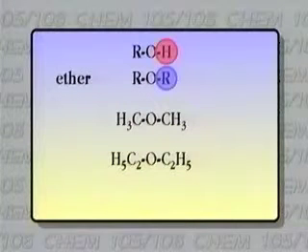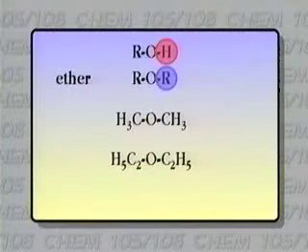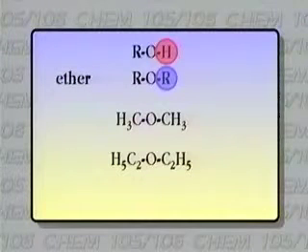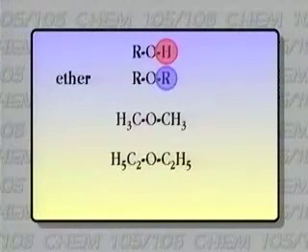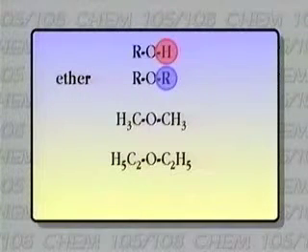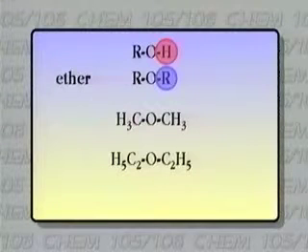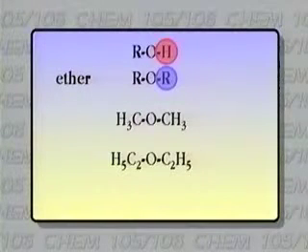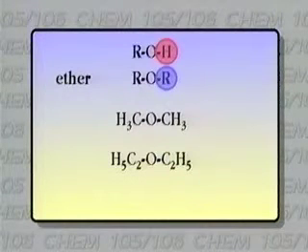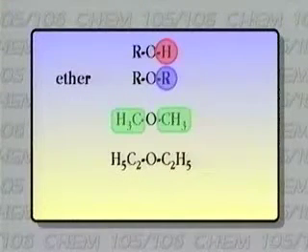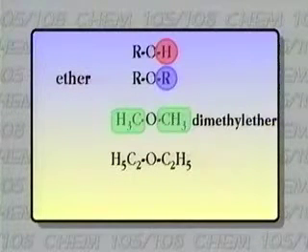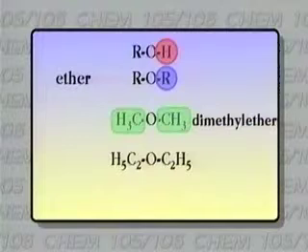Most of the ethers are commonly named by naming the 2 attached R groups. There is also the IUPAC naming system, but we won't worry about that. The more common naming system is just to name the R groups. So this first one, where we have the CH3s attached, is referred to as di, and then the CH3 group is called methyl, dimethyl ether.